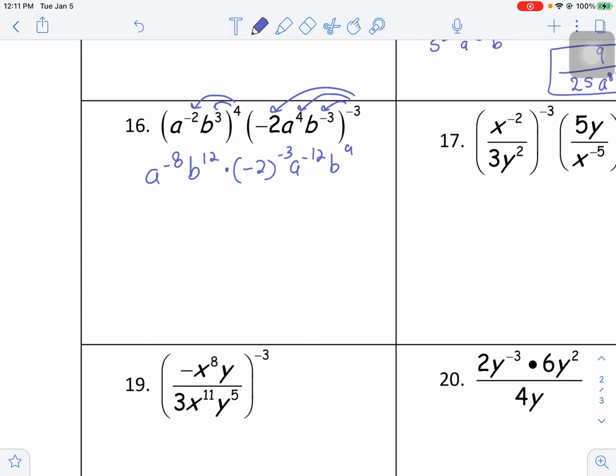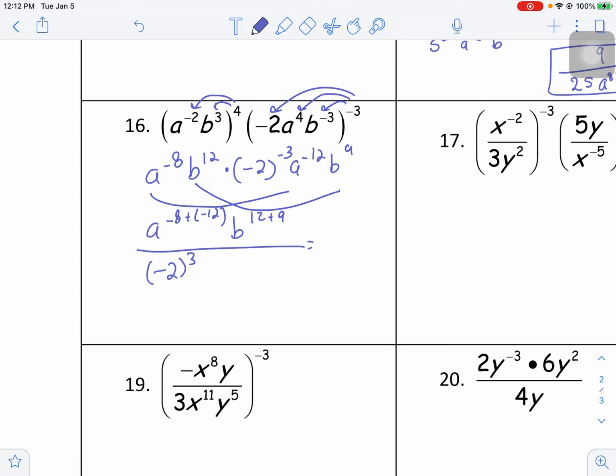And then I'm just going to add, so a with a, b with b. So it's going to become a to the negative 8 plus negative 12, b to the 12 plus 9, all over negative 2 cubed. So that is going to be a to the negative, what is that, 20, b to the positive 21, over negative 8. And then we just need to move that a to the bottom, so now it is b to the 21 over negative 8a to the 20.